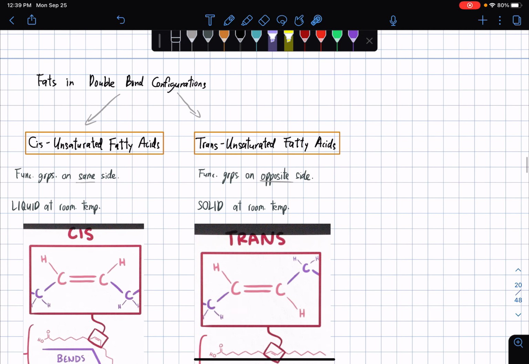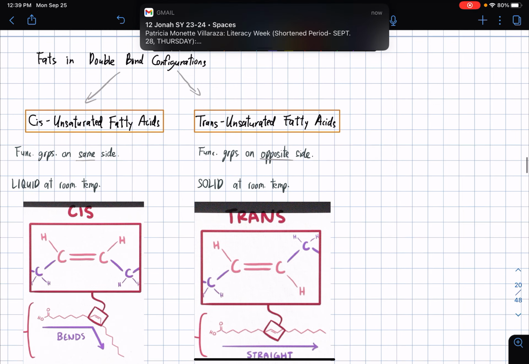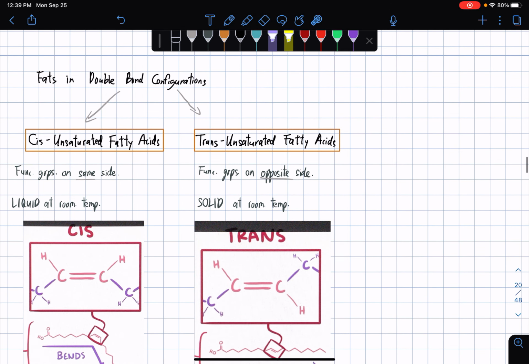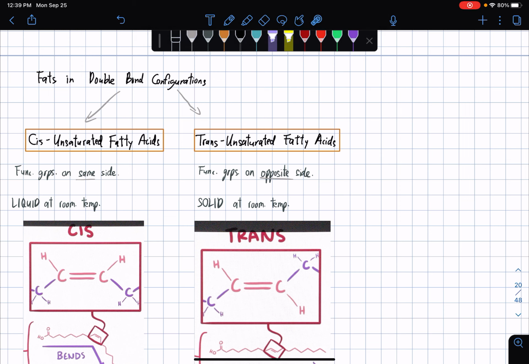Now, for the fats in double bond configurations, we have two. One is cis and one is trans. I've already mentioned this to you earlier. For cis unsaturated fatty acids, functional groups are on the same side and they are liquid at room temperature. So this is the healthy kind of double bond in unsaturated fatty acids.